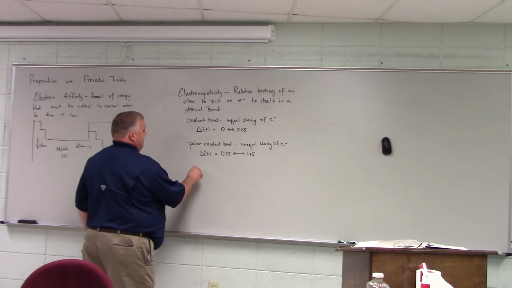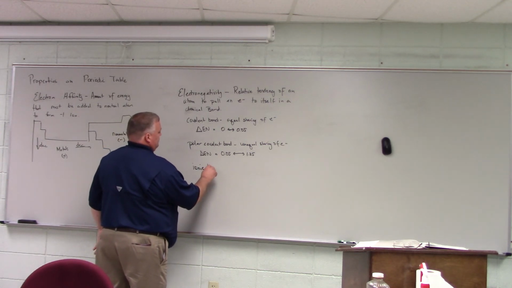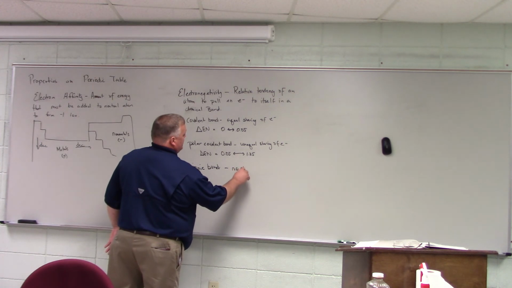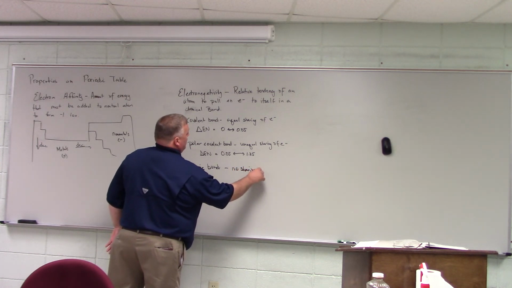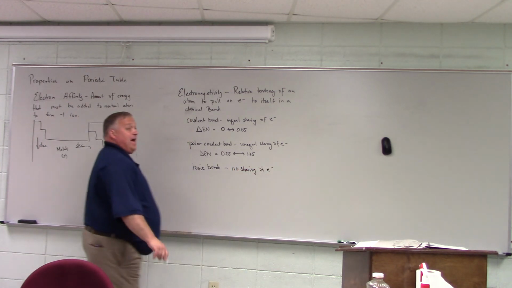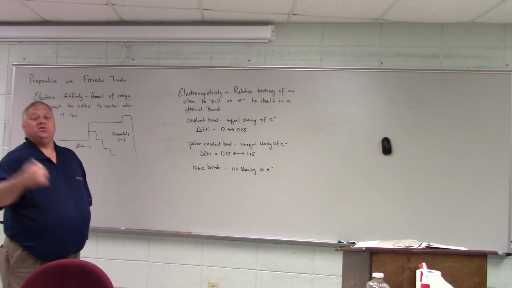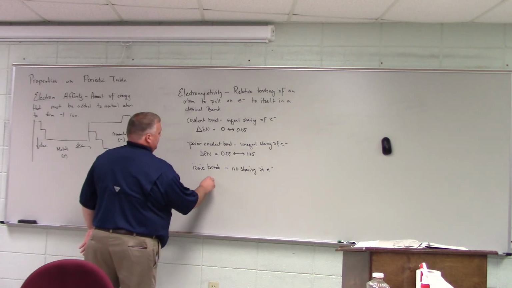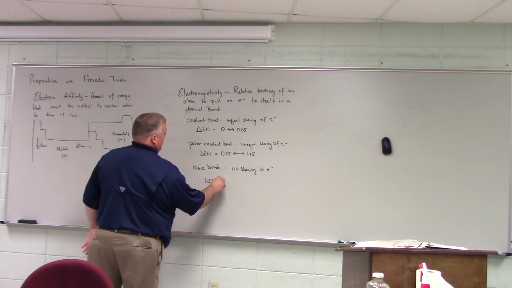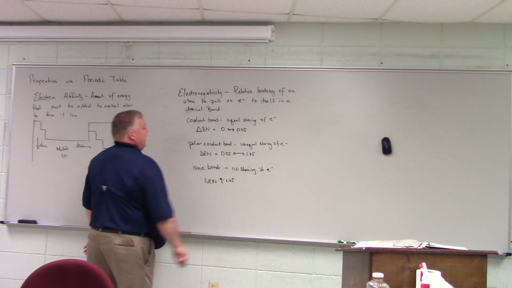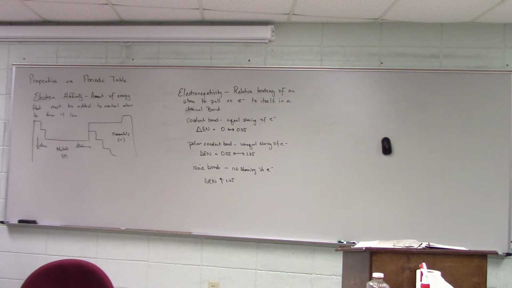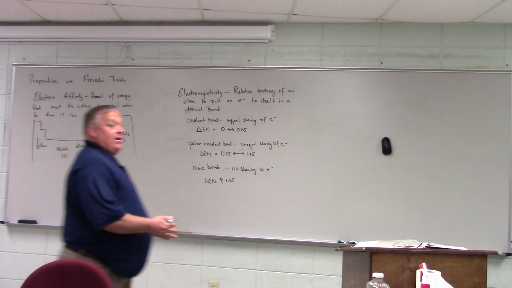And we have a third type of bond called an ionic bond. In an ionic bond, we have no sharing of electrons. In an ionic bond, one of the atoms strips the electron from the other, so our difference in electronegativity is greater than 1.25. Okay? So we've got three types of bonds. Now, we need to know about our electronegativities.